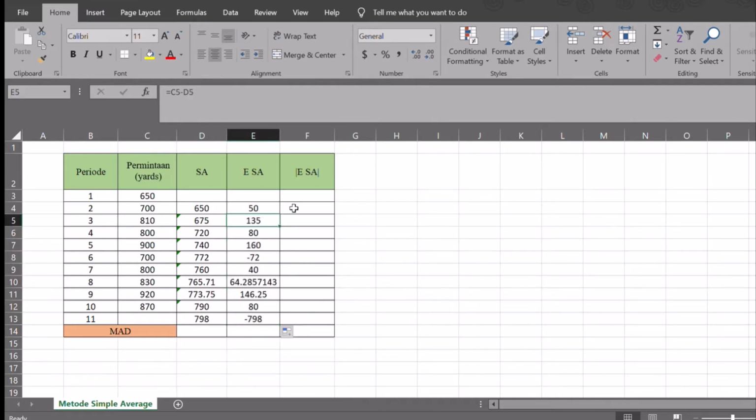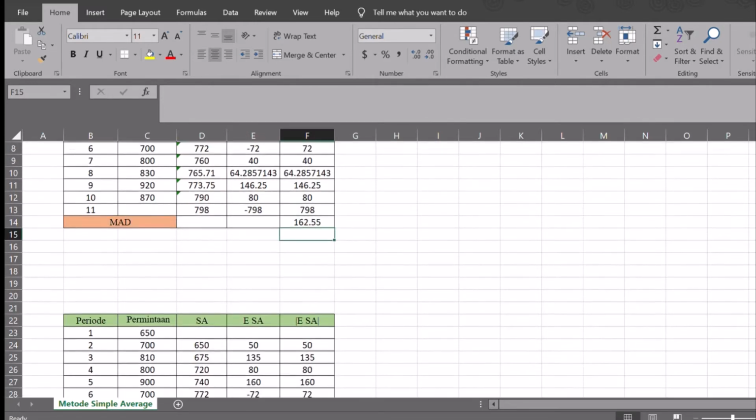Furthermore, the calculation of MAD requires an absolute value because the error values must all be positive so that there is no negative value in the result of MAD. After getting the absolute error value, now we can calculate the MAD value by adding the total absolute error value, then dividing by the amount of forecast data, so that the MAD value for the simple average method is equal to 137.63.